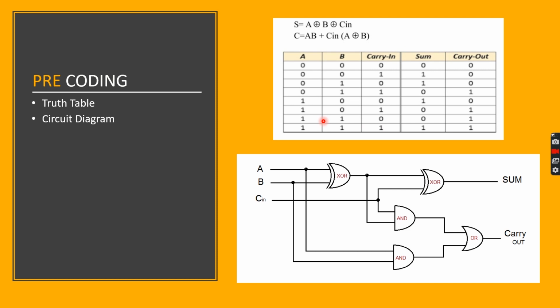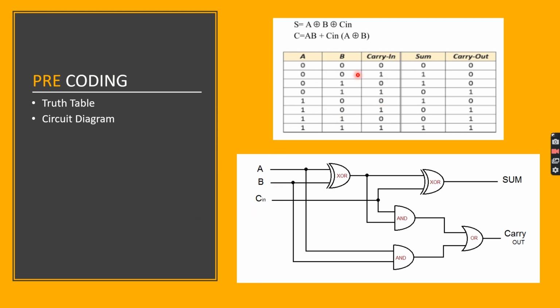In the pre-coding part, you will be seeing the truth table and the circuit diagram for full adder. Now what is a full adder? Full adder is a circuit which is capable of taking three 1-bit binary numbers as an input and giving out the sum and carry as an output for those three 1-bit binary numbers.